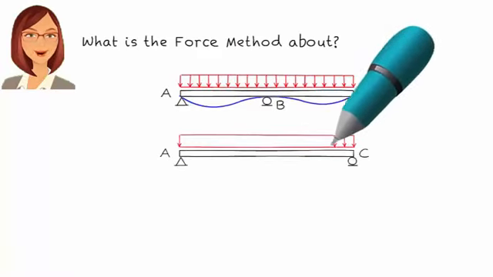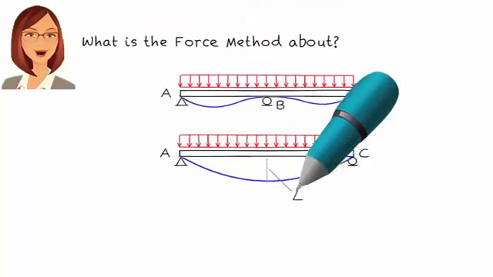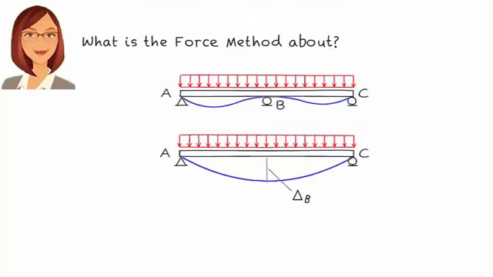Now, suppose we remove one of the support reactions, thereby turning the beam into a statically determinate one. Say we remove the roller at B. What do you think the deformed shape of the beam would look like? It's going to look like this. Let's refer to the vertical displacement at B as delta B.